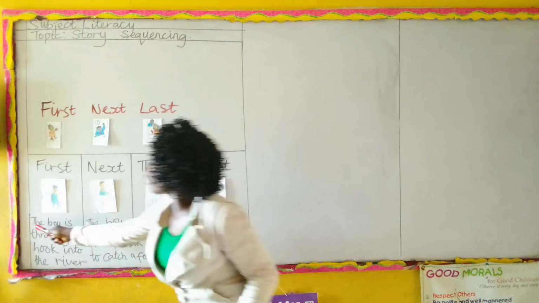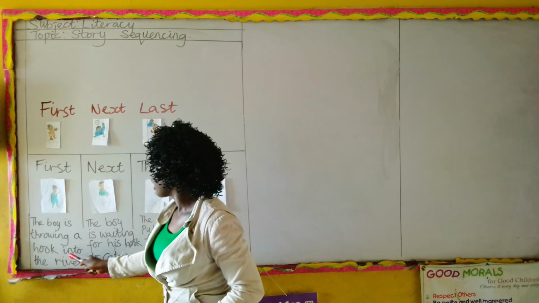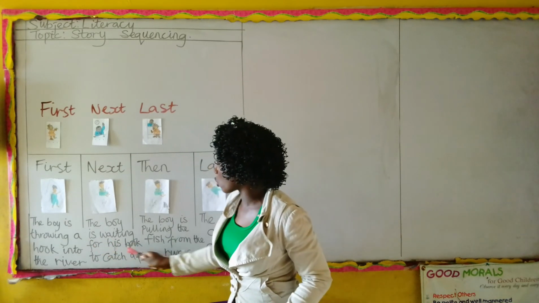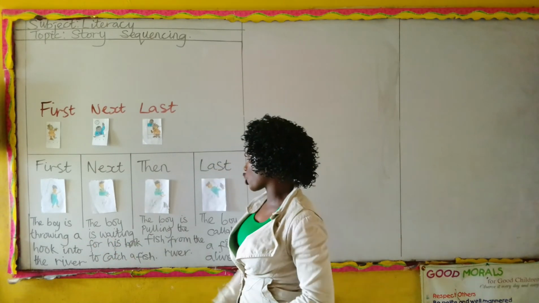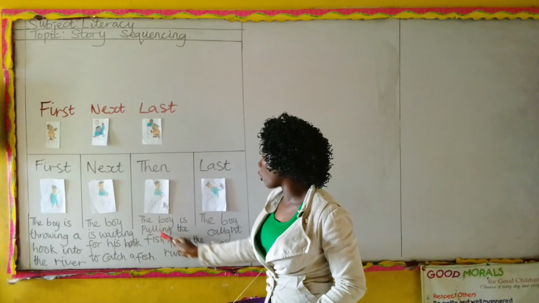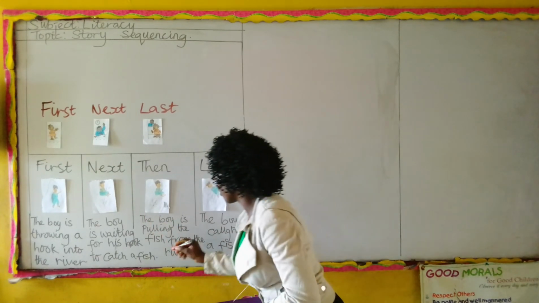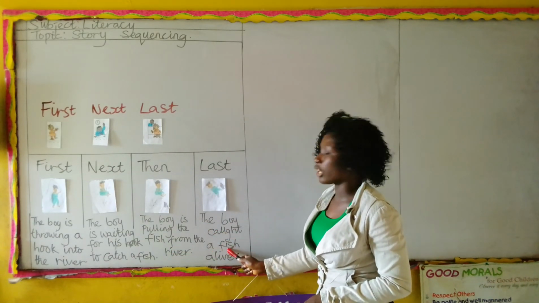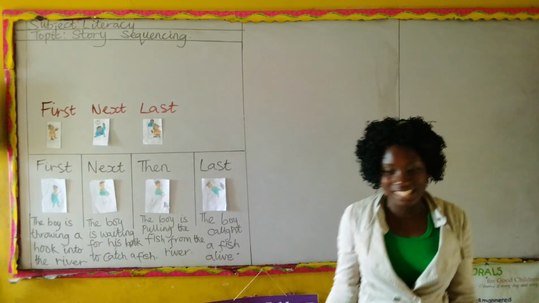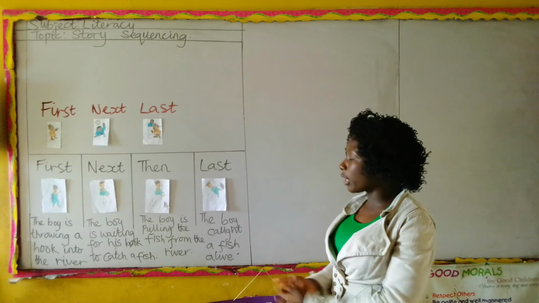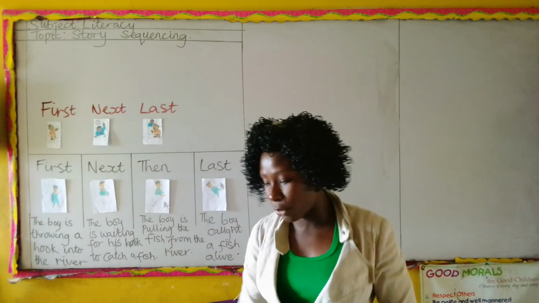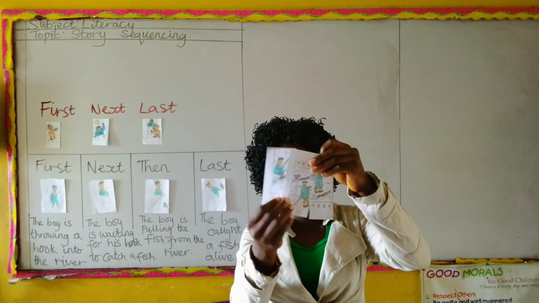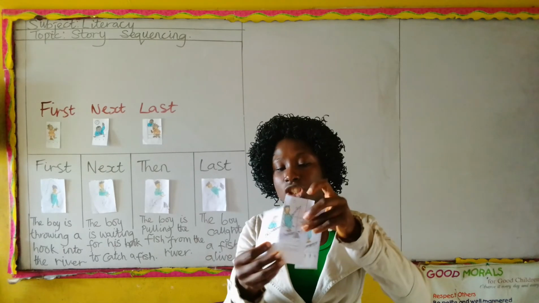So the boy is throwing a hook into the river. The boy is waiting for his hook to catch a fish. The boy is pulling the fish from the river. Then the last one, the boy caught a fish alive. Can you see that? Isn't that quite interesting? You're going to do this with mommy at home because I'm going to send something like this home to you so that you can also arrange in sequence.